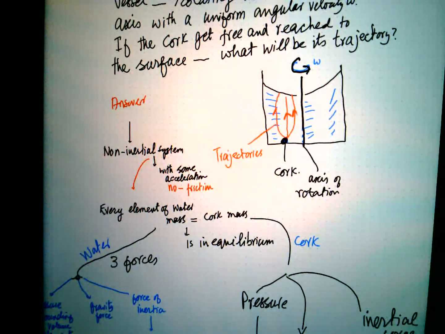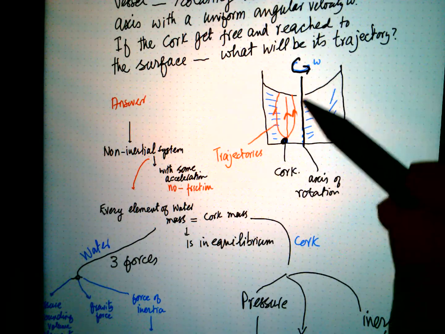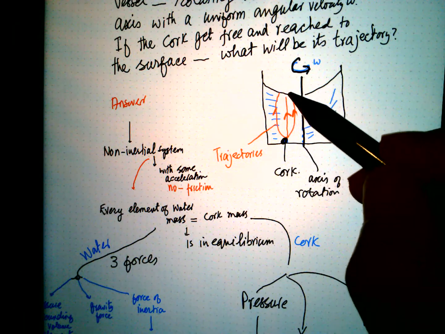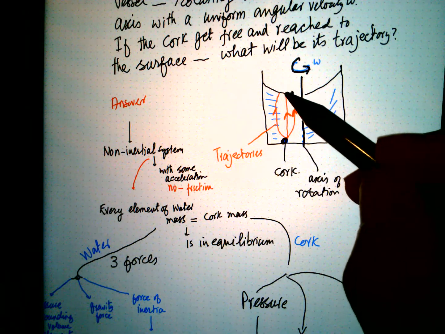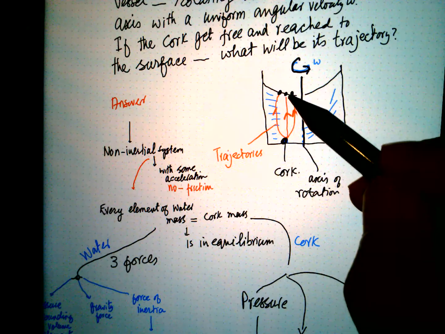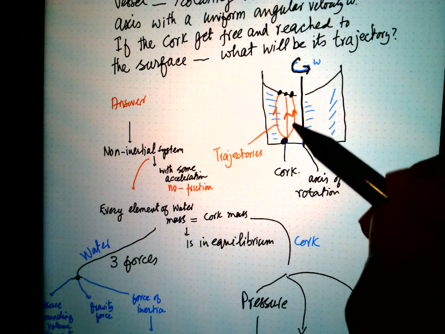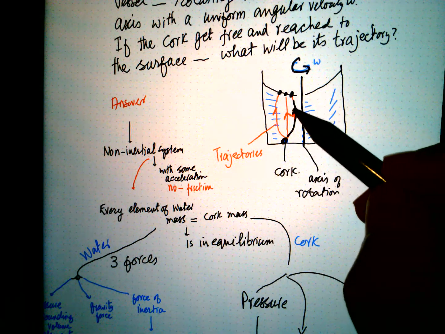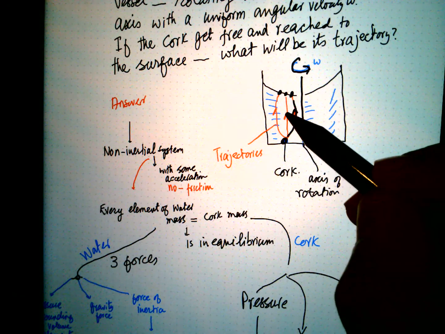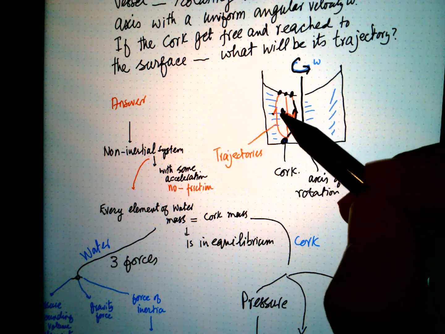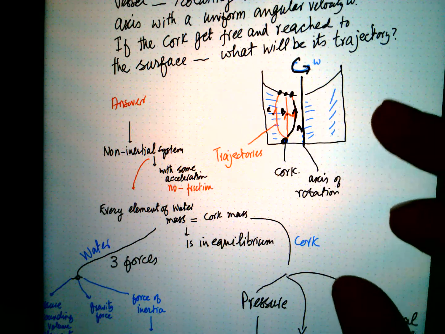So if it gets free and reaches the surface here or there or there, what will be its trajectory? This is A, this is B, this is C. Which one?